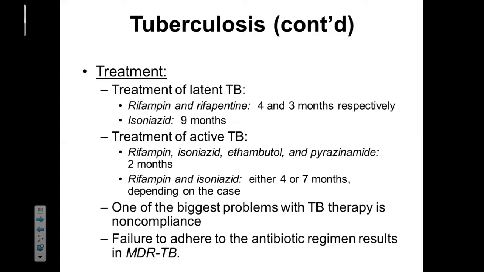Let's say somebody has TB, but they aren't experiencing the symptoms of TB. They have latent TB. The TB bacterium are busy hiding in the macrophages. We can treat the patient with rifampin and rifapentine, and this is going to be a 4 and 3 month treatment, respectively. 4 months of rifampin, and then 3 months of rifapentine, and then that can be followed up with a 9-month treatment of isoniazid.